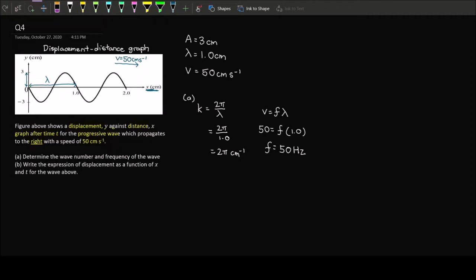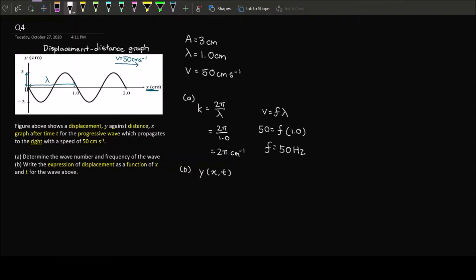Let's move on to question B. So question B asks for an expression. They want us to write an expression expressing displacement as a function of x and t. Okay, so we want an expression for displacement, and displacement we know that is just y. Then this y has to be a function of x and t.